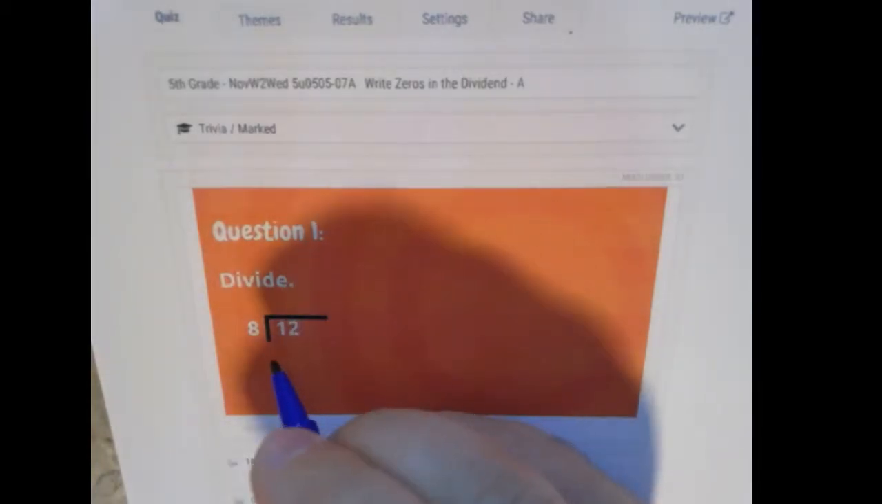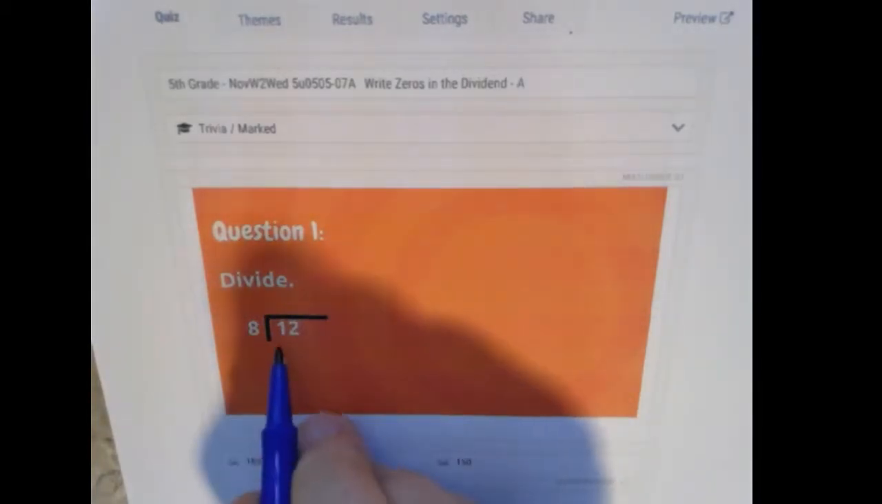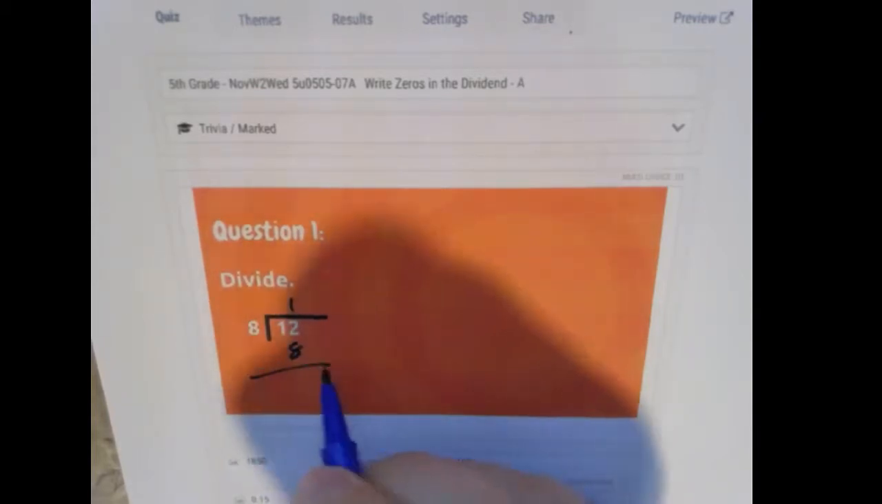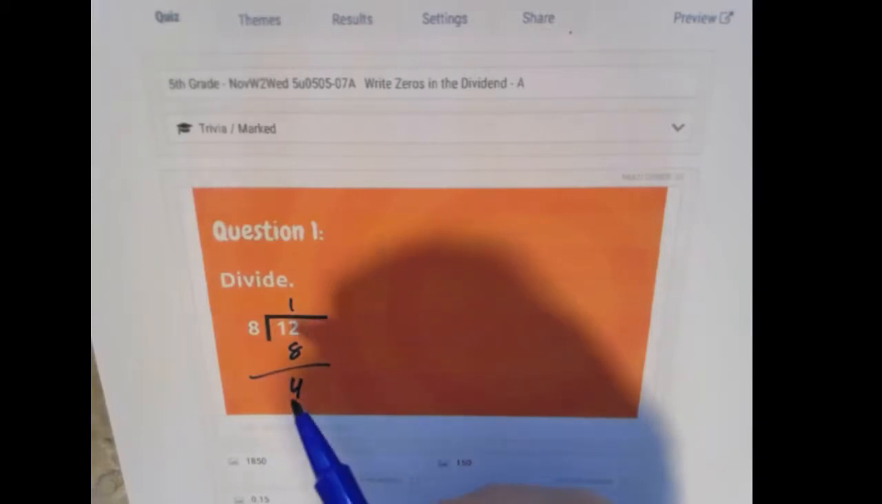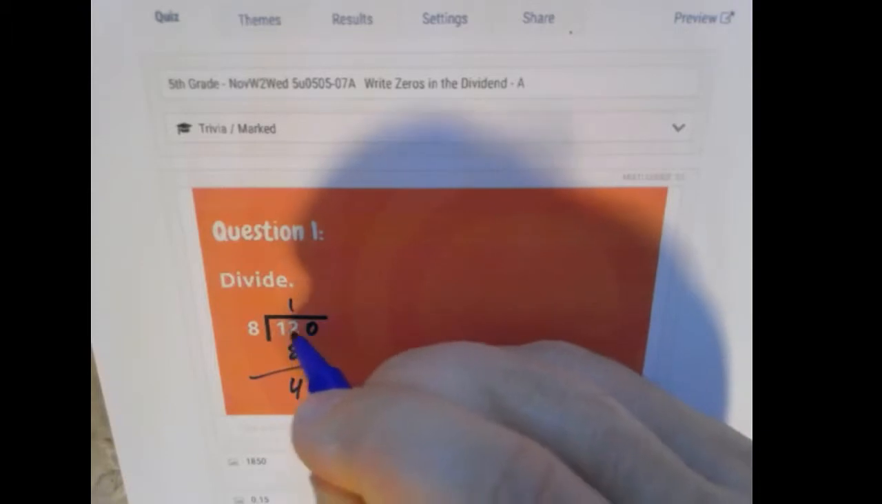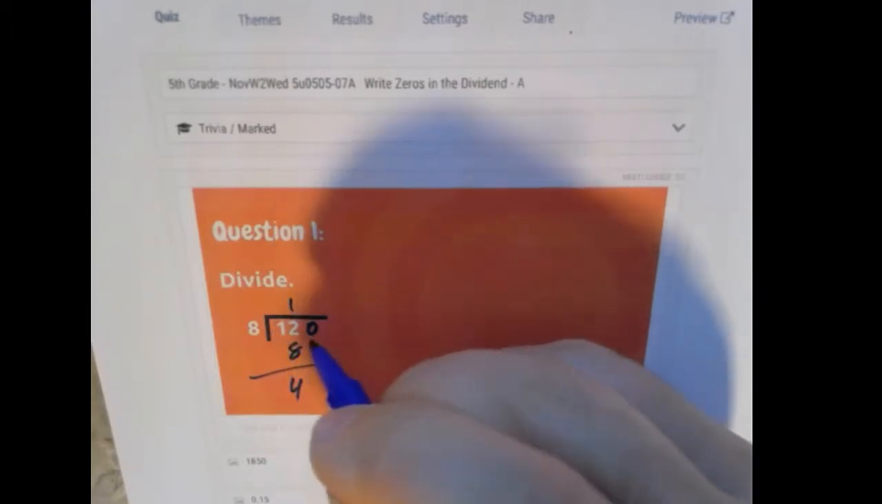Alright, so does 8 fit into 12? It does not fit into the first digit, it fits into 12 one time. 1 times 8 is 8. Find the difference, 4. Does 8 fit into 4? Not quite. So let's make another 0, and this is going to be behind this because we started with 12. We don't want to turn this into 120, so it's really 12.0.